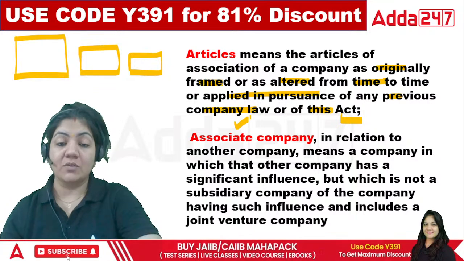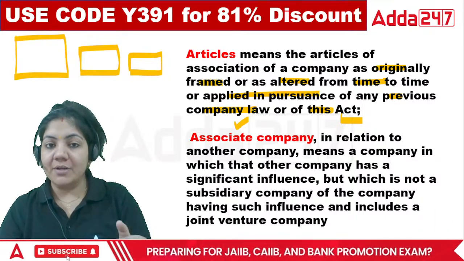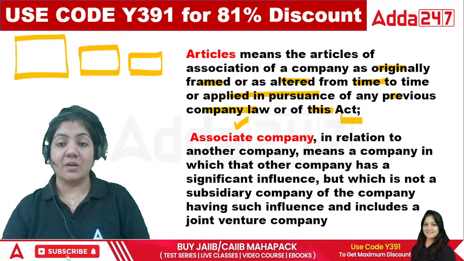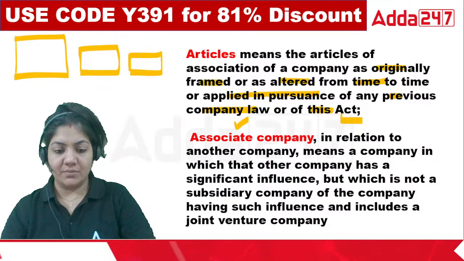Okay, so the Articles of Association is basically subsidiary to the Memorandum of Association, and it talks about the internal rules and regulations of the company. The company can easily change the rules and regulations of the company.